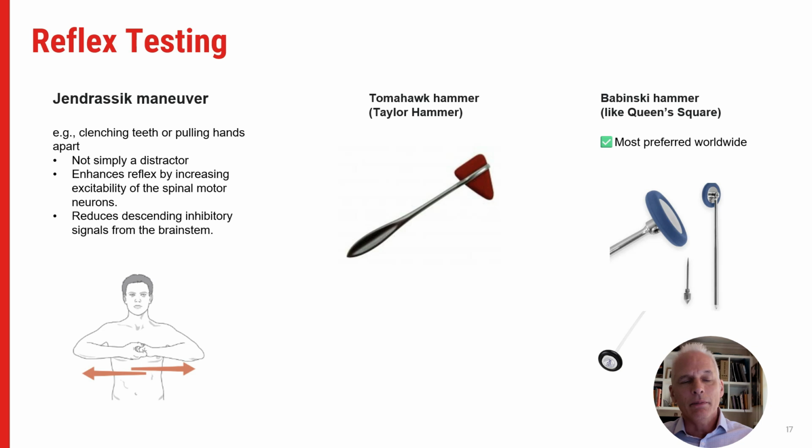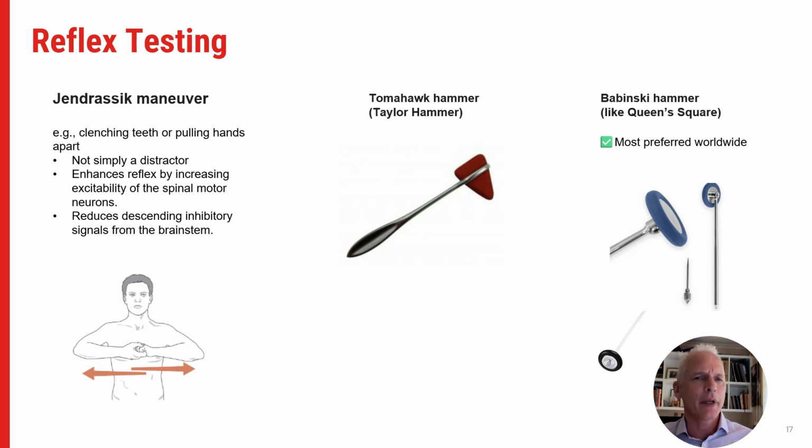In addition to that, you'll also notice that there are different types of tendon hammers. So in our clinic at La Trobe, we have the tomahawk hammer, called the tomahawk hammer for an obvious reason. That looks like a tomahawk axe. Also called the Taylor hammer, named after John Taylor. It's one of the first tendon hammers invented. Particularly in America, they like to think of themselves as having invented the first tendon hammer. In fact, it wasn't first invented there.